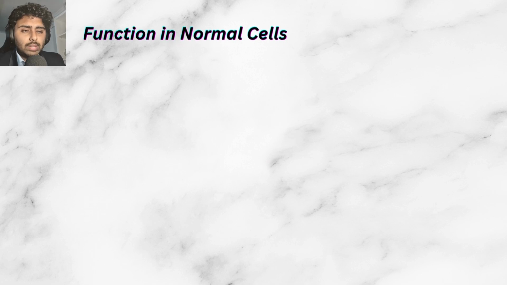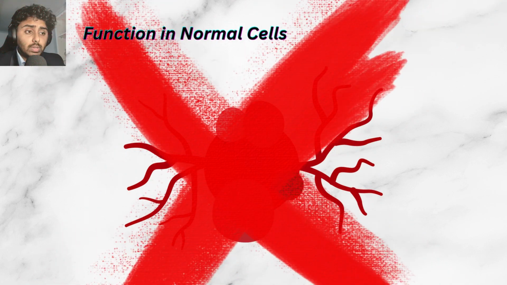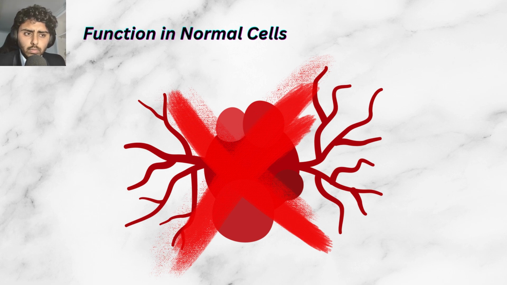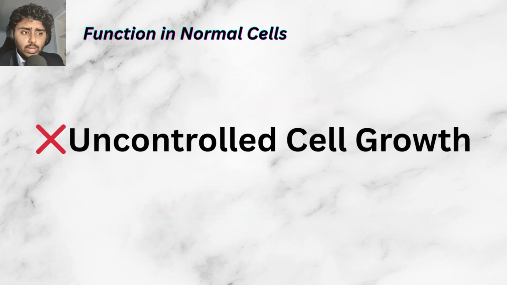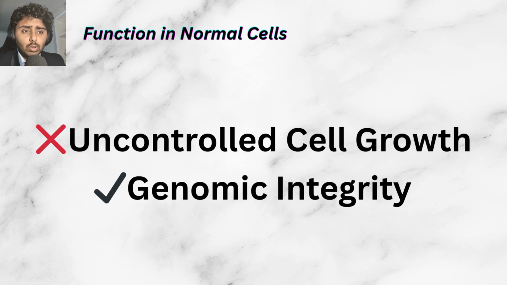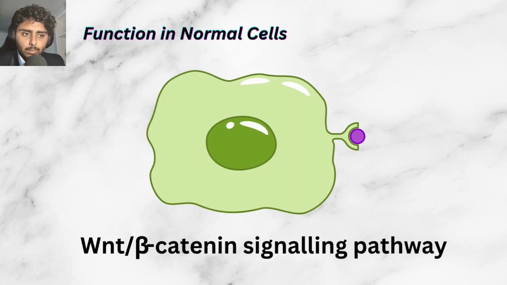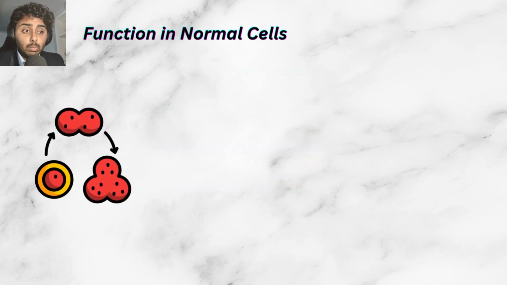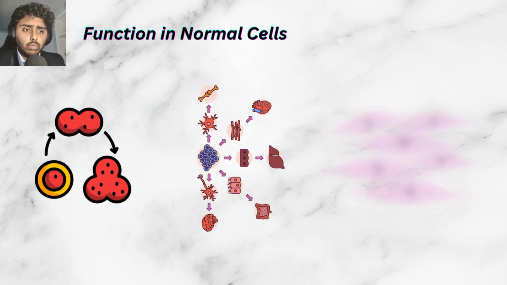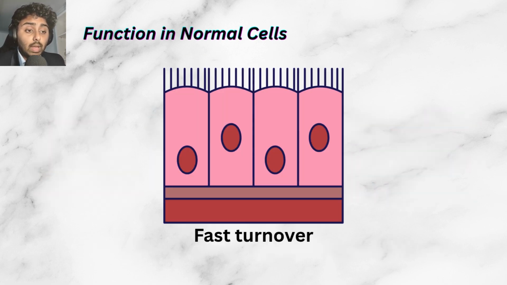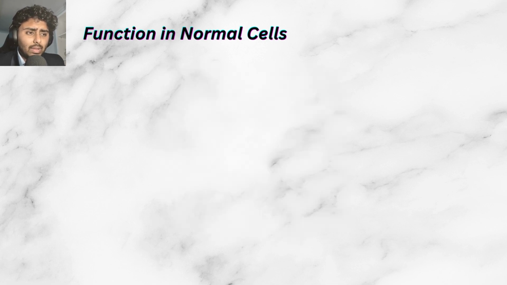In normal healthy cells, APC functions as a tumor suppressor, meaning it prevents the formation of tumors by inhibiting uncontrolled cell division and maintaining genomic integrity. Its most critical role is as part of the Wnt beta-catenin signaling pathway. This pathway regulates cell proliferation, differentiation, and tissue renewal, particularly in the intestinal epithelium, which has one of the highest turnover rates in the body. Here's how the pathway works.